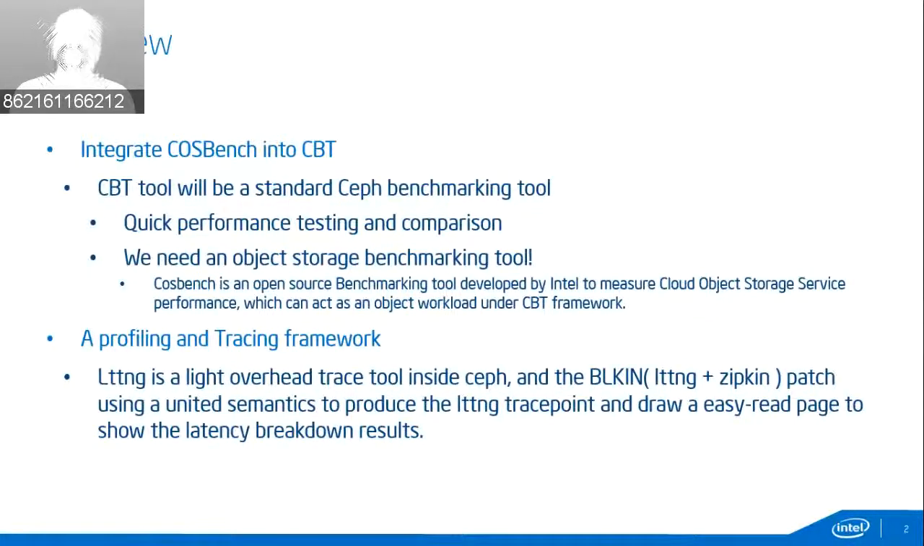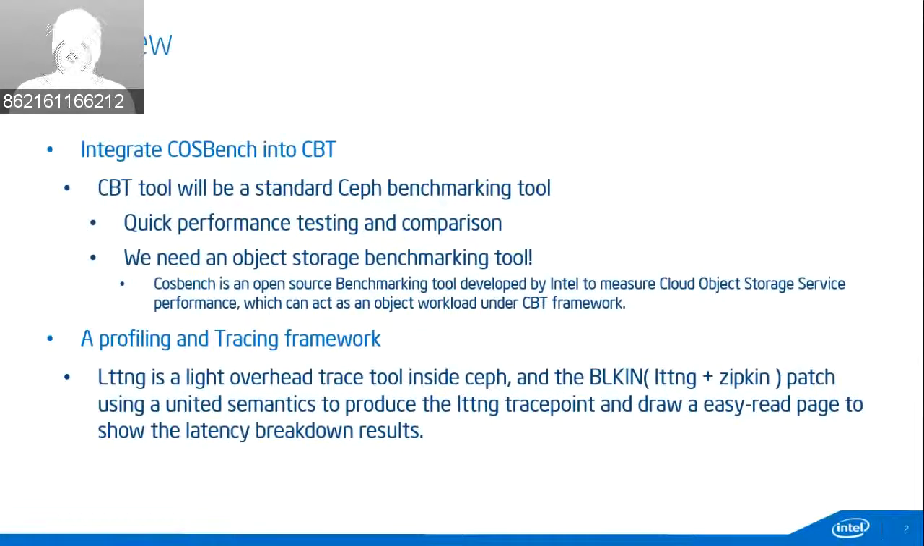So Intel has developed a benchmarking tool called CostBench, which is a cloud object storage benchmarking tool. It is an open source benchmarking tool, and it is able to measure the performance of different object storage systems, including Swift, Ceph RGW, either through RGW or through librados, and including Amplidata and AWS. So the first part of this work is that we want to integrate CostBench to CBT.